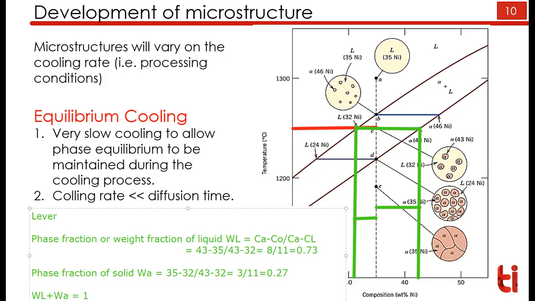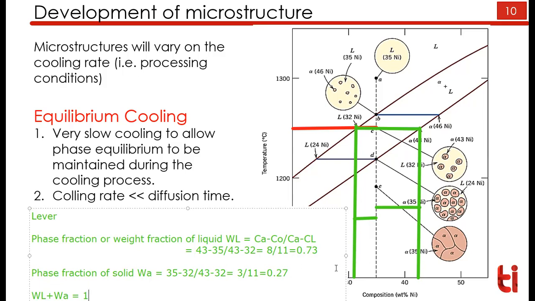The addition of these two, W_liquid plus W_alpha, is equal to 1. So there is no need to find the other one. If you know one phase fraction, you can just subtract it from 1 to get the second one. So I can say at this temperature, 73% liquid is present and 27% solid is present.